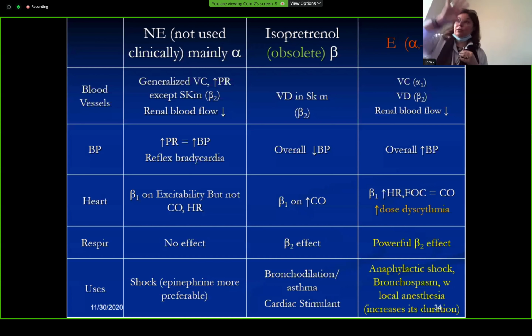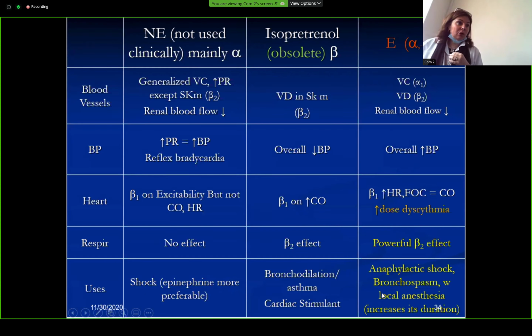Now, from this table, you see the red, which is related, but if someone wants to know each one, how they will act: epinephrine, isoprenaline, norepinephrine. Norepinephrine is not used clinically because it's mainly on alpha. We usually use epinephrine. Remember in what?